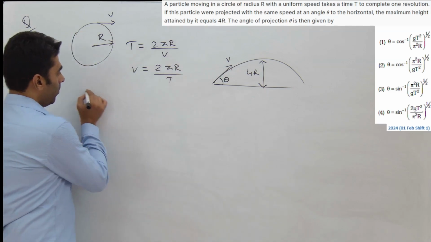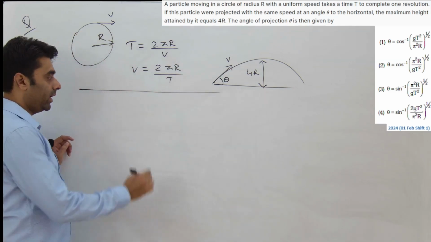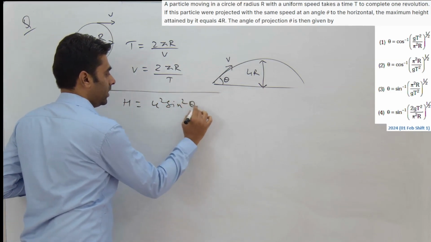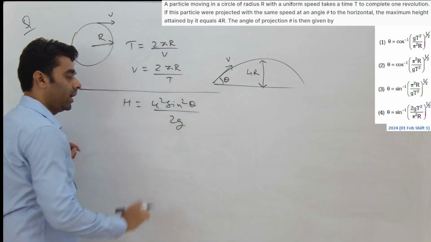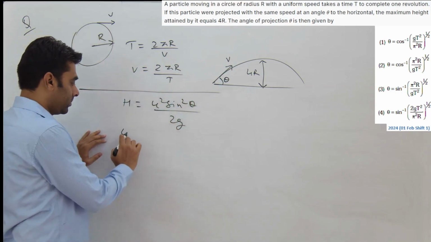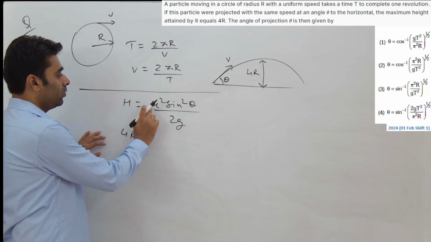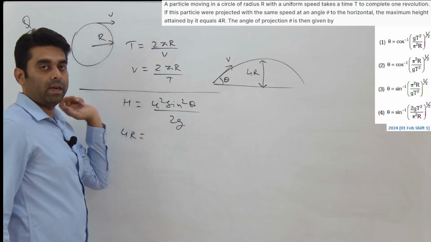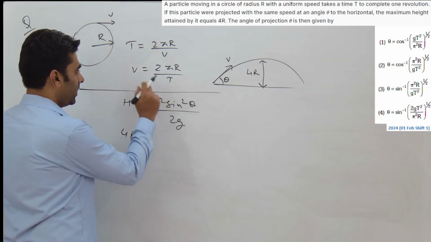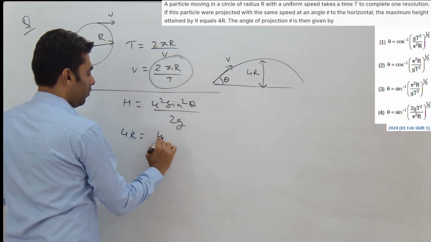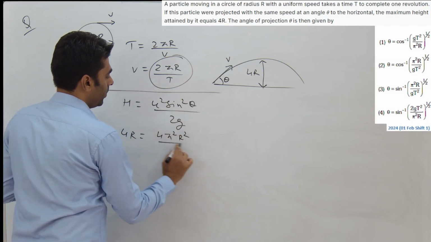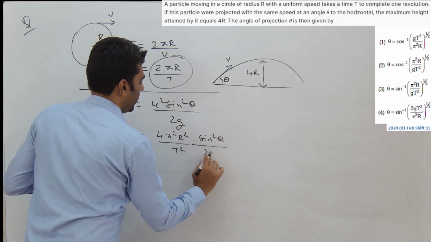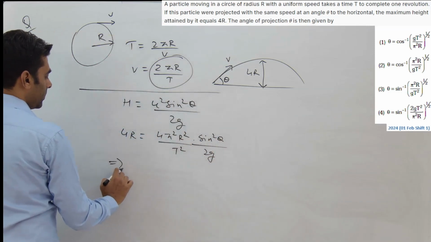Let us see. What do we know in projectile? In projectile, maximum height h is given as u square sine square theta by 2g, right? How much is our height? 4r. Let's substitute all the terms. 4r is equal to u square. U is our initial speed, which is taken as the speed with which the particle is doing circular motion. So v square we can put over here, this 4 pi square r square by t square, into sine square theta by 2g. Let us rearrange this.